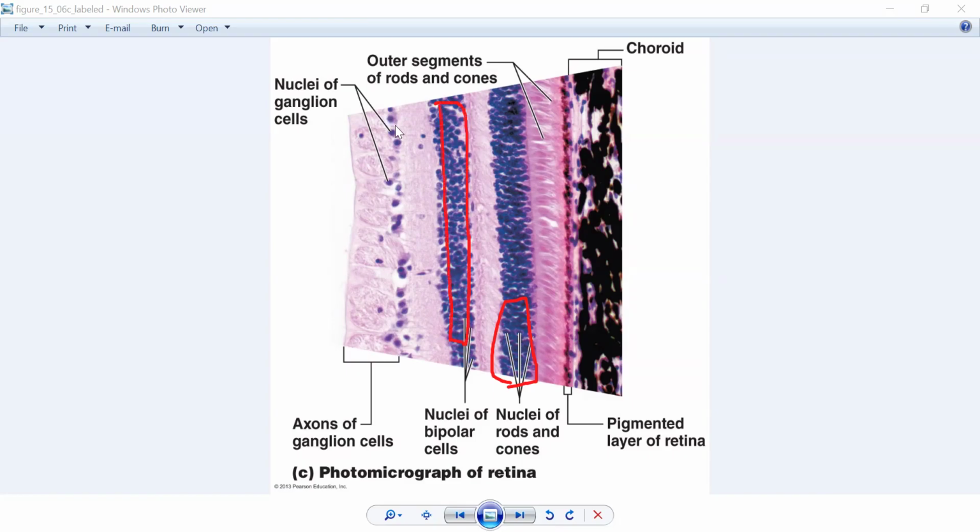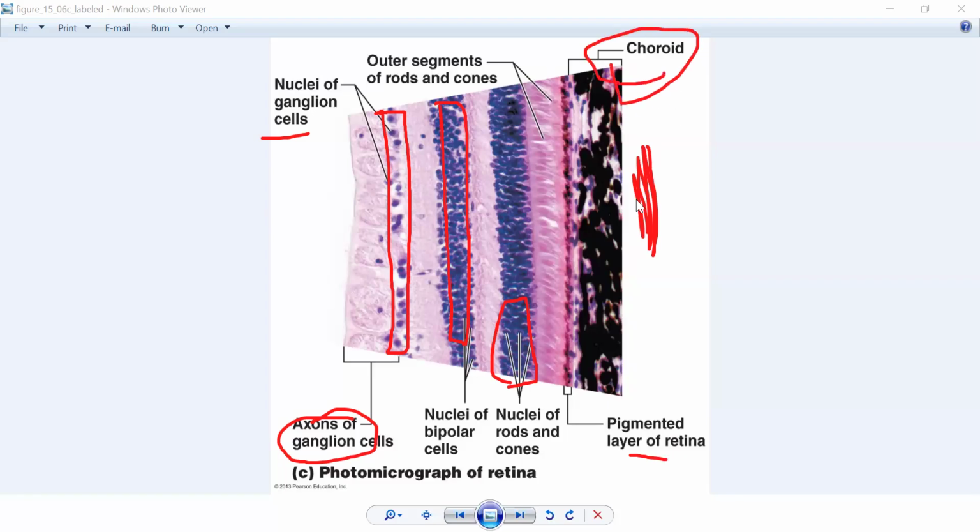And then eventually they send signals to the ganglion cells. Here we can see the nuclei of the ganglion cells, and eventually the axons of the ganglion cells form the optic nerve. In toward the very outermost region here, this area is called the choroid. And it's the choroid where, for us humans, it's dark, it's black, okay?